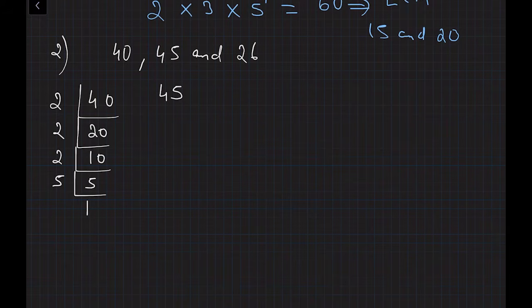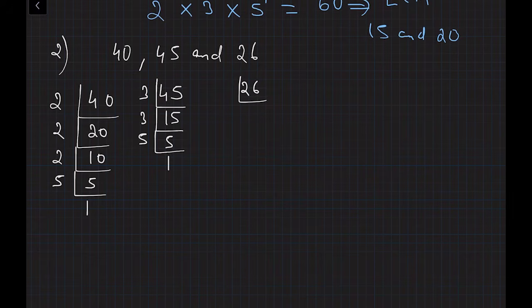We need to do the same thing for the remaining two numbers. So let's continue with 45. 2 doesn't divide 45. 3 is the next prime number. 3 divides 45. 3 15s are 45. So we'll start with the prime number 3. 3 15s are 45. The prime number 3 still divides 15. Therefore, we can continue with the number 3. 3 5s are 15. We cannot continue further with the number 3 because 3 doesn't divide 5. Therefore, we need to look for the next prime number. The next prime number is 5 and 5 divides 5. 5 ones are 5.